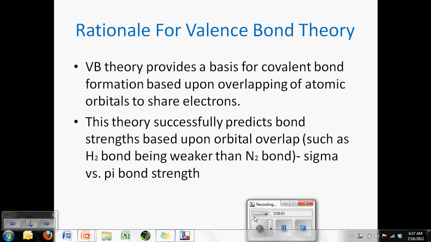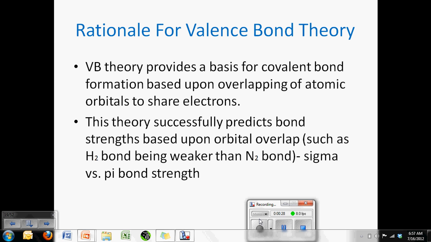In this podcast, we'll be going over valence bond theory and how valence bond theory explains bonding for covalently bonded molecules. So if you recall, VSEPR theory, even though it was very successful in explaining the 3D molecular structure of covalently bonded substances, it could not explain the bonding in terms of bond strength.